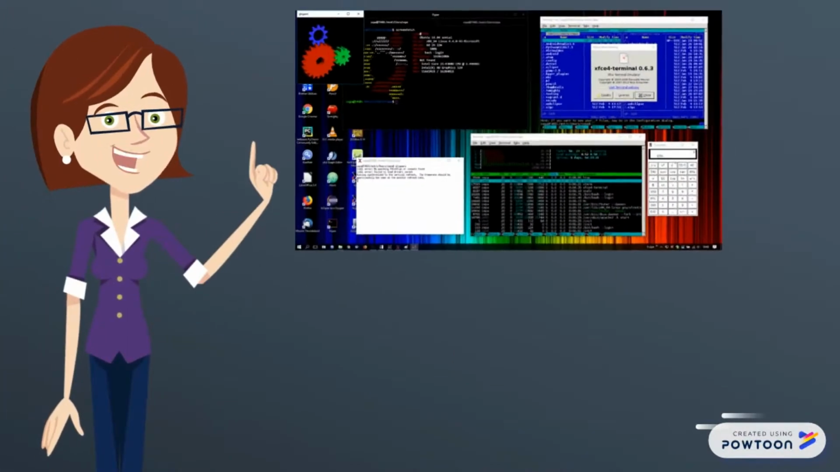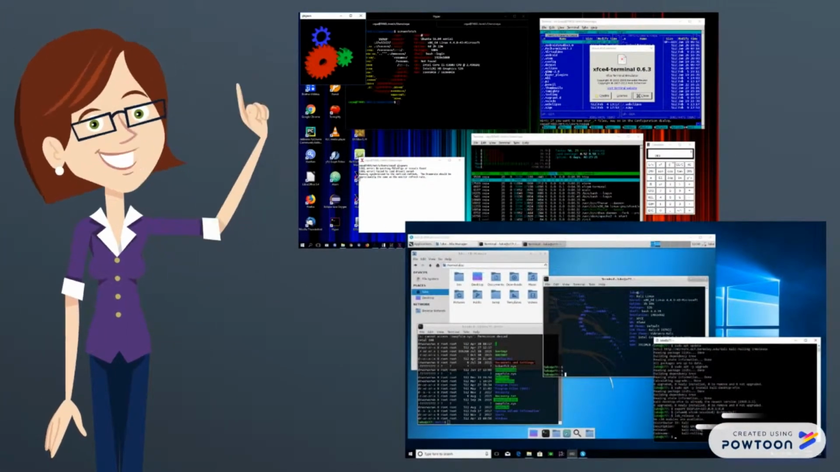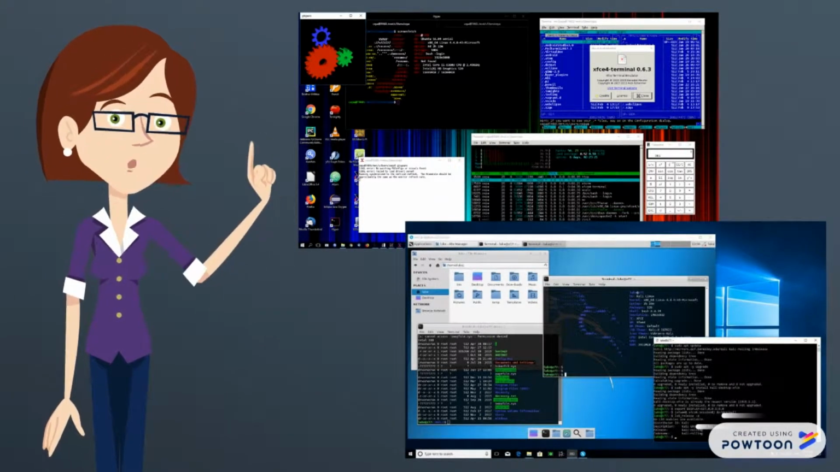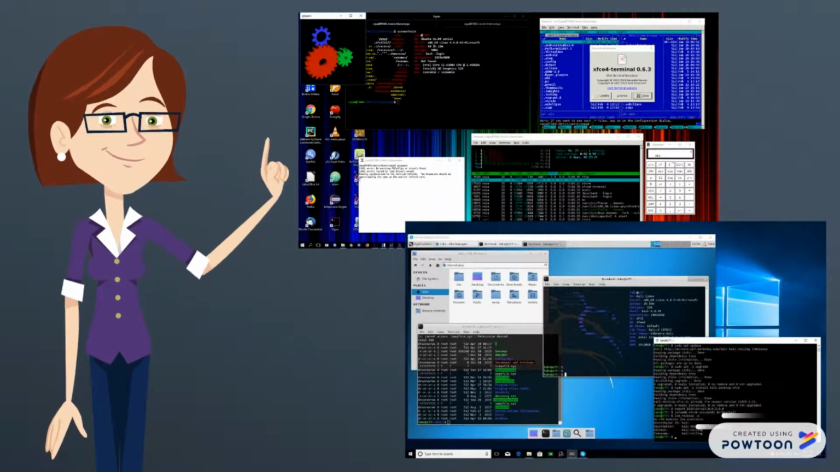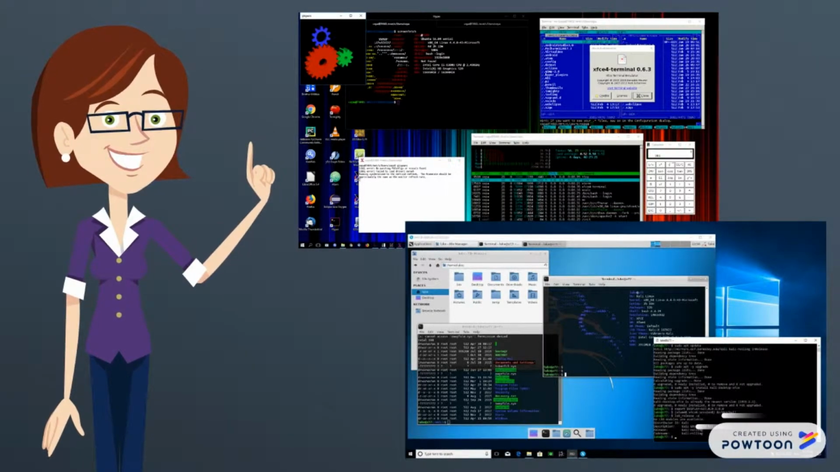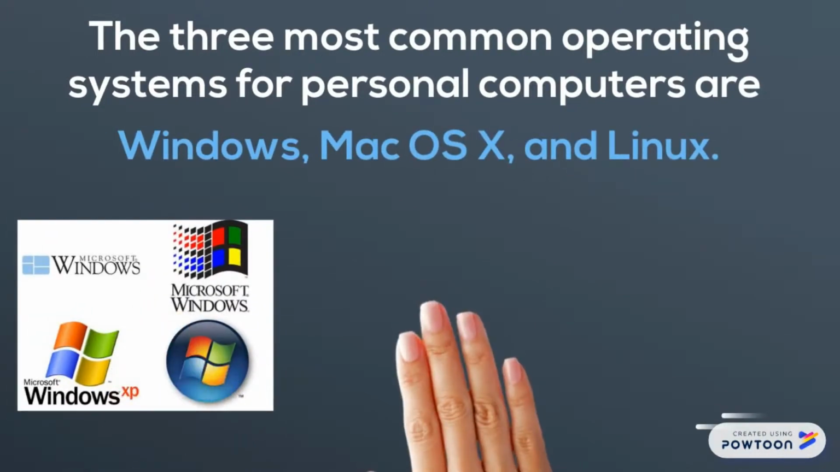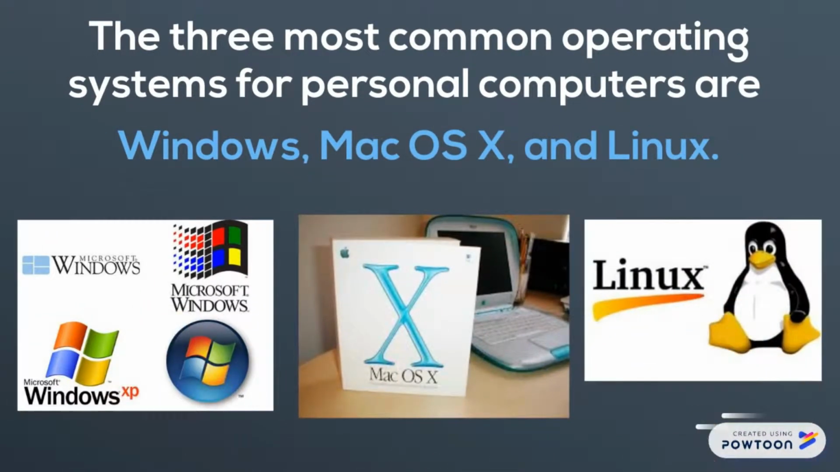Most of the time, there are several different computer programs running at the same time, and they all need to access your computer's central processing unit, CPU, memory, and storage. The operating system coordinates all of this to make sure each program gets what it needs. The three most common operating systems for personal computers are Microsoft Windows, Mac OS X, and Linux.